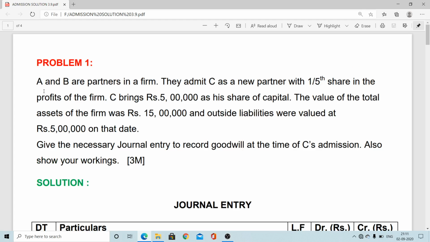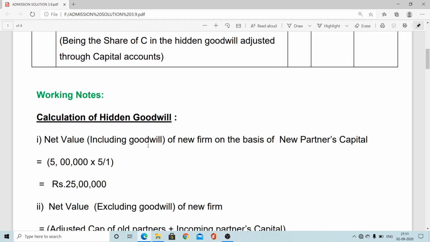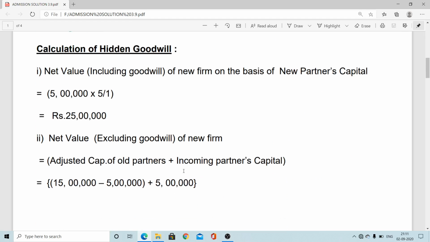Let me repeat again. There are two partners, A and B. C is an incoming partner. C has to pay 5 lakh for a 1/5 share. So if he wants to buy the total firm, then C has to pay 25 lakh. Whereas the capital of A, B and C coming, 15 minus 5, 10 plus 5 is 15 lakh. So 25 minus 15, therefore 10 lakh is the total firm's goodwill.